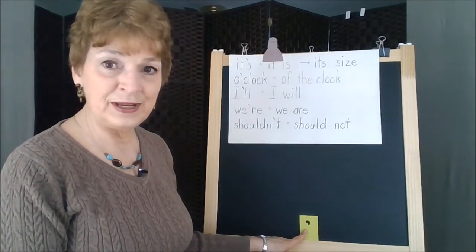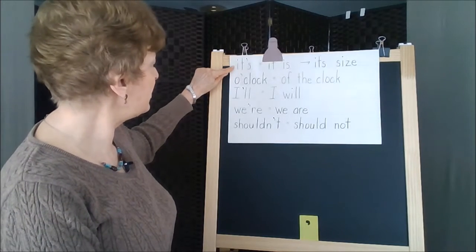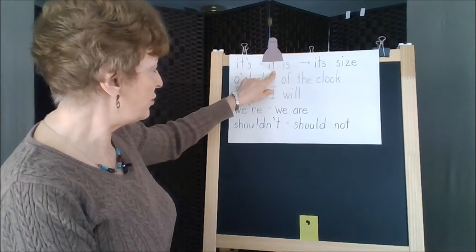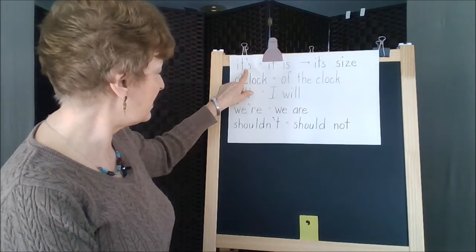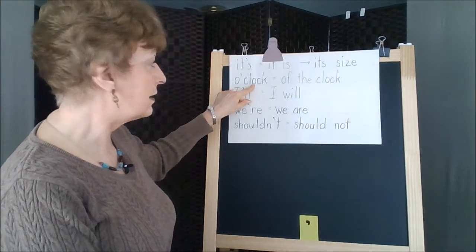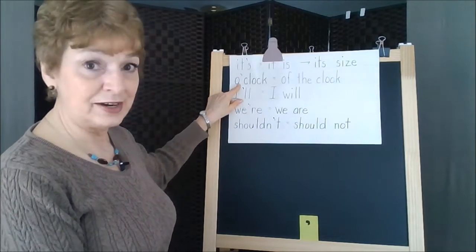Apostrophes can also be used to show letters that have been omitted. Here's its, which really translates to it is. We've left out the I here in its. O'clock means of the clock. So we've left out a lot of letters in this one.